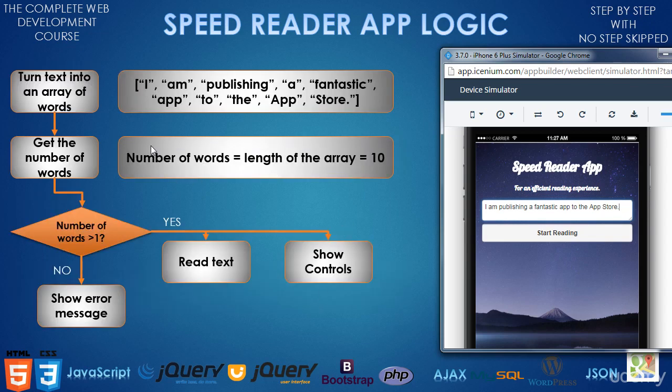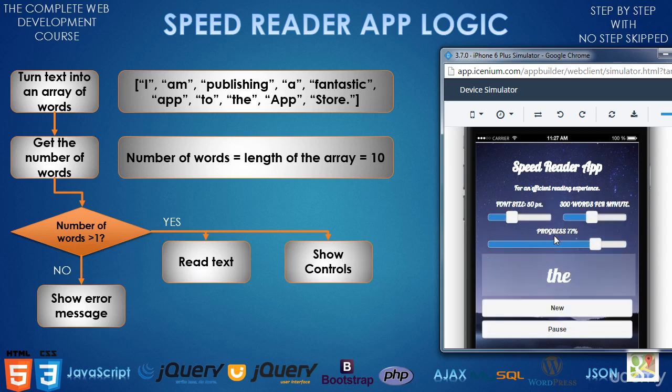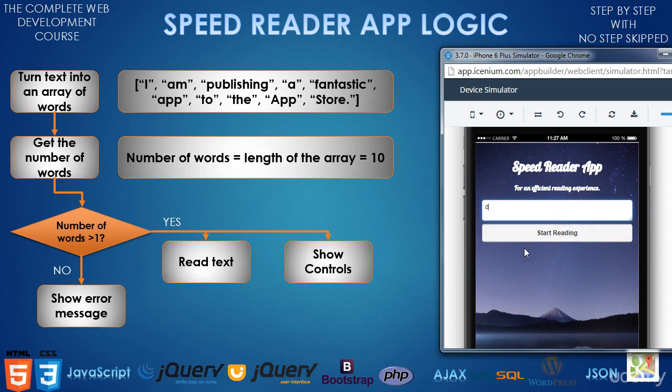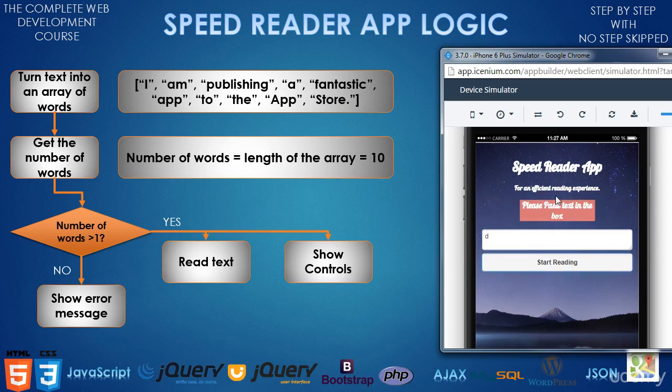So in our code, we are going to get the number of words inside our array. In our case, it's 10 words. If the number of words is greater than 1, then we're going to read the text and show the controls, just like this. Otherwise, if our text is too small, we're going to get an error message.